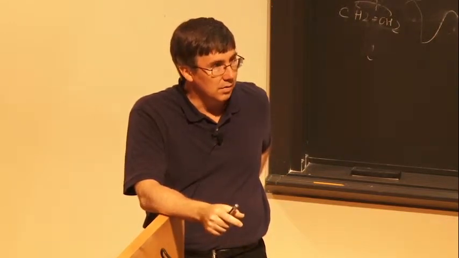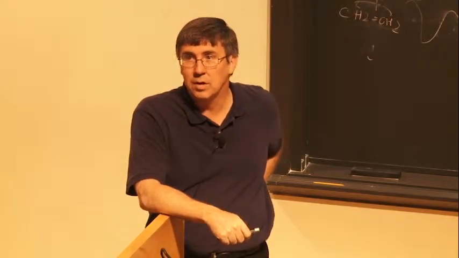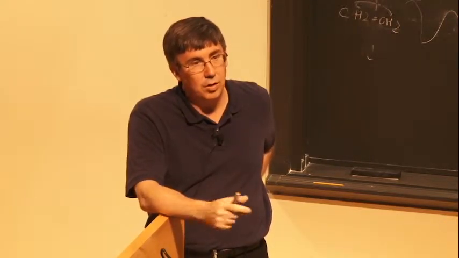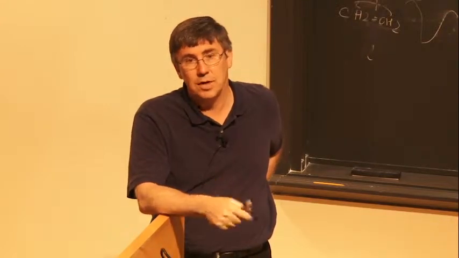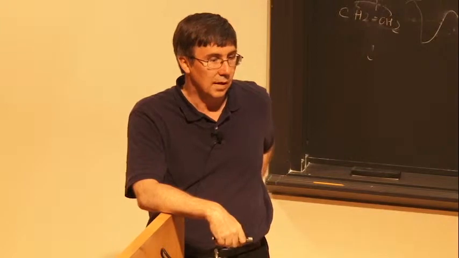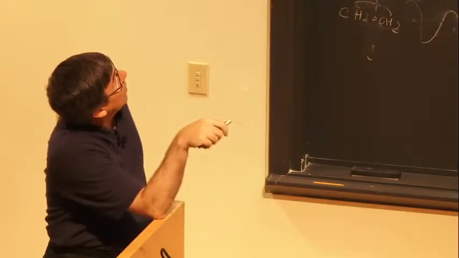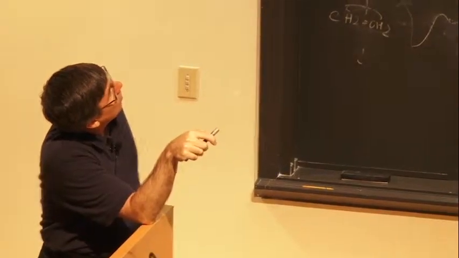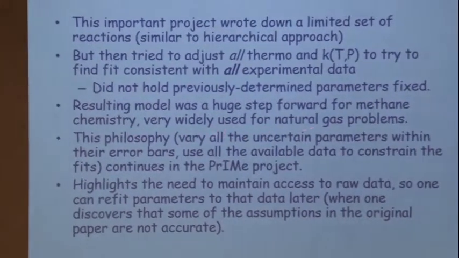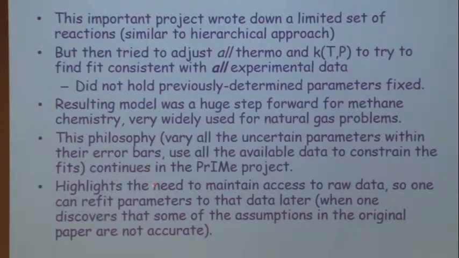And then they did this least squares fitting and tried to narrow the error bars on all the parameters as best they could. And sometimes the data let them narrow the error bars a lot, and some of the error bars they couldn't narrow at all because the data wasn't sensitive to some of those rate coefficients, and they would leave them. So this turned out to work pretty well. It was a huge step forward for the methane chemistry, and it's very widely used even today. This was a long time ago, they made this model.